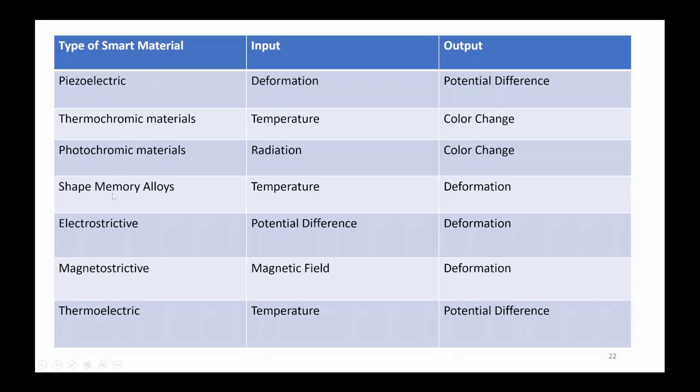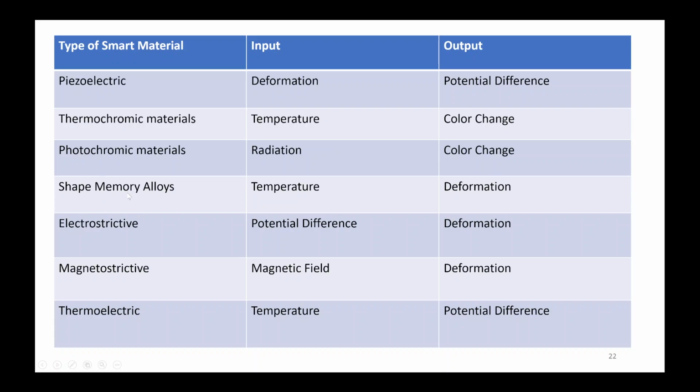Now there are various categories of smart materials, and these are the input and the conversion. After conversion, what output is there, these are given. In case of piezoelectric material, it will convert some deformation into potential difference. And in case of thermochromic materials, if there will be change in temperature, it can change color. In case of photochromic materials, there will be some radiation, so it will change color.